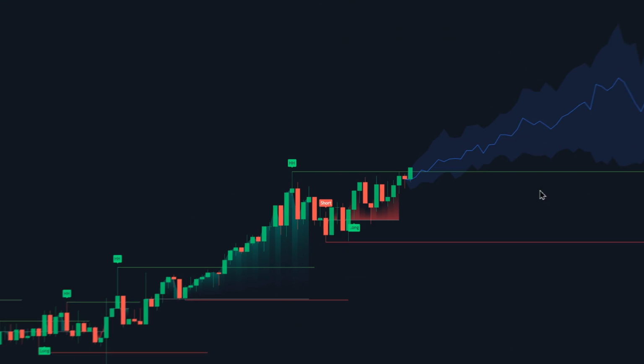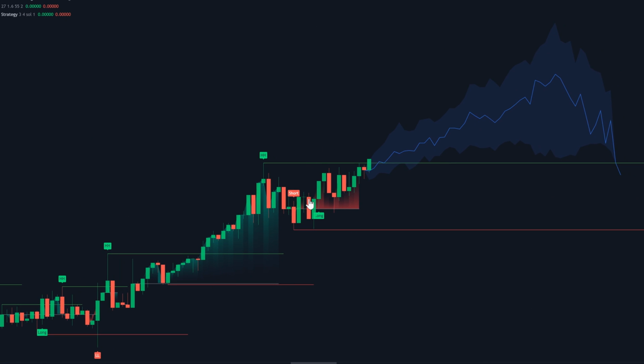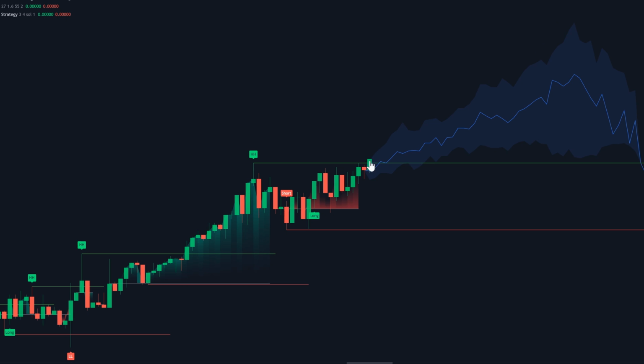Well, let me show you. So first, you want to identify an instance where the price is breaking and closing above the most recent higher high level. So this is our higher high level and this is our breakout candle. By having the price breaking and closing above this level like this, we get to confirm that the price is in a bullish trend.